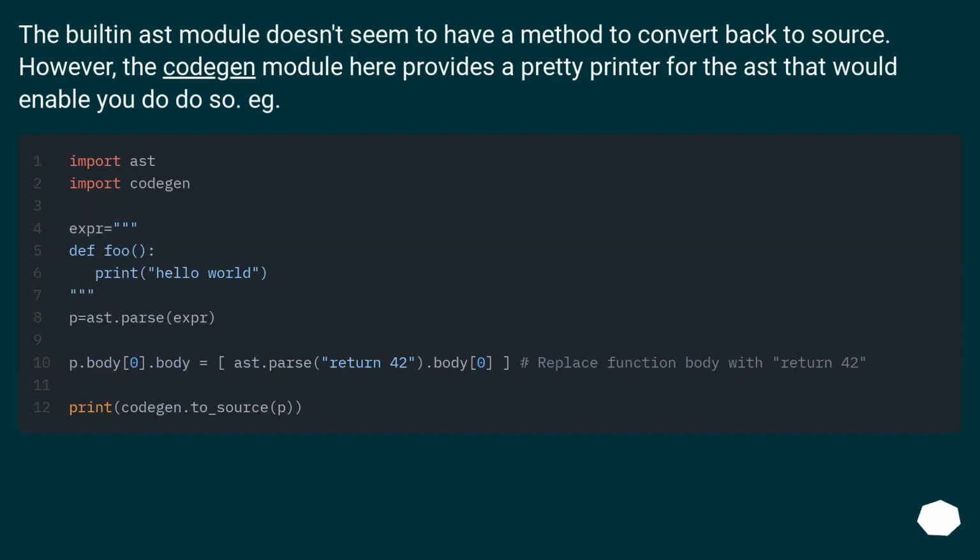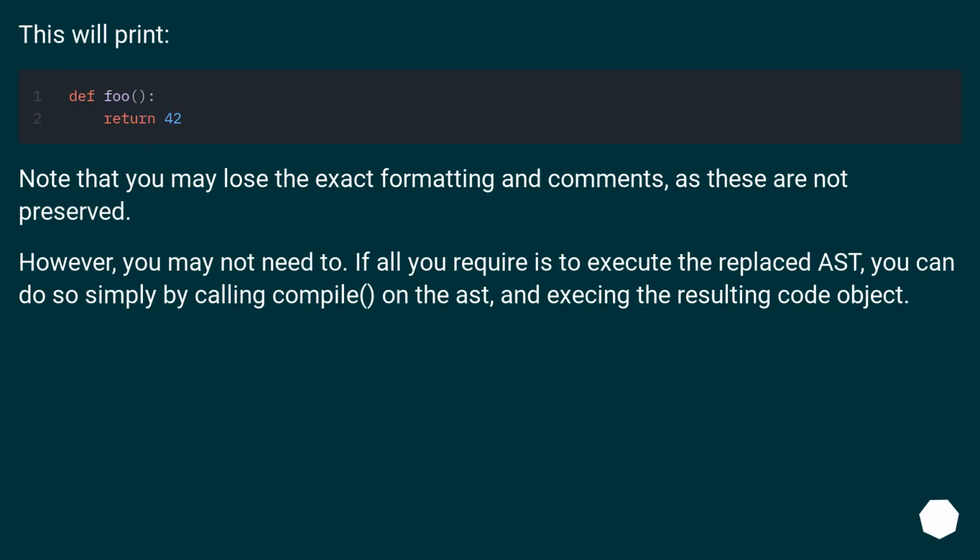The built-in ast module doesn't seem to have a method to convert back to source. However, the codegen module here provides a pretty printer for the AST that would enable you to do so. E.g. this will print.